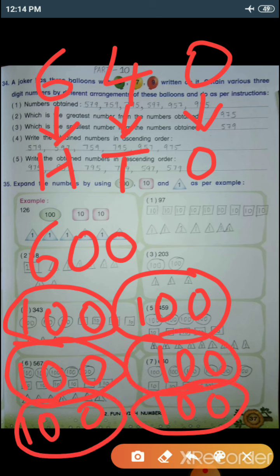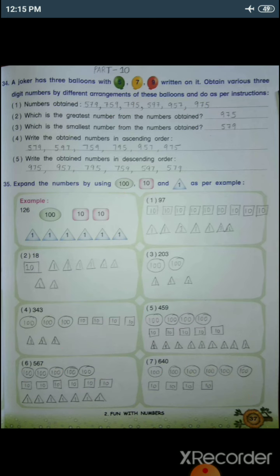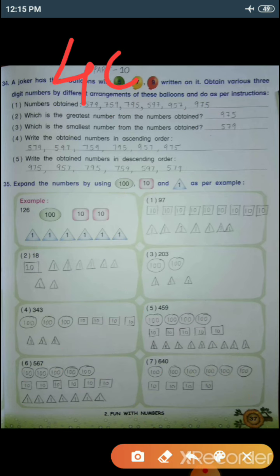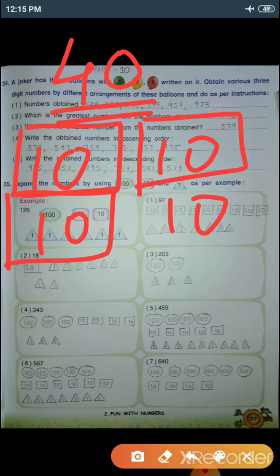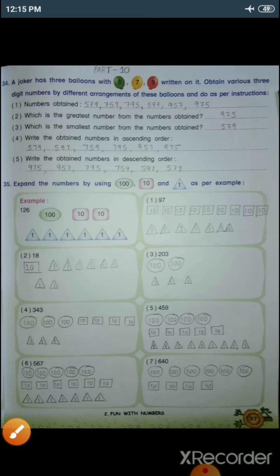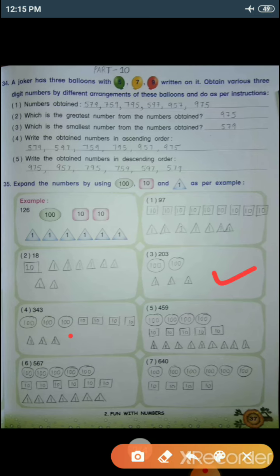Okay, after that, 4 is on tens place, so the number indicates 40 as per place value. So we'll write 10 how many times? 4 times, and we'll put a box over it. After that, 0 will come. 0 is on ones place, so we are not going to indicate the 0 in triangular form. So with the help of this you need to solve the other sums.